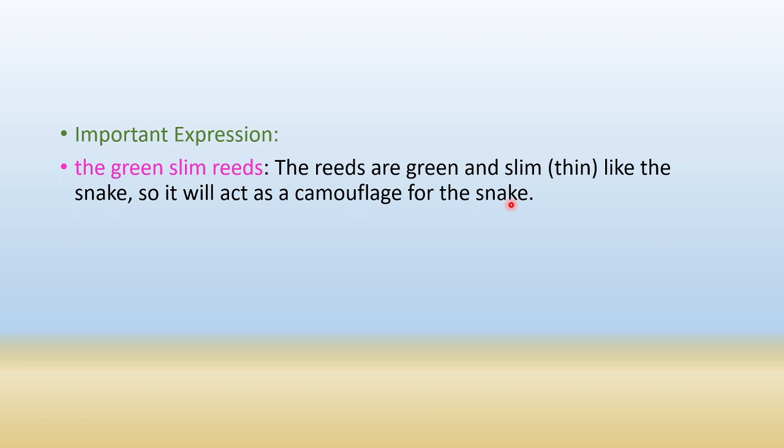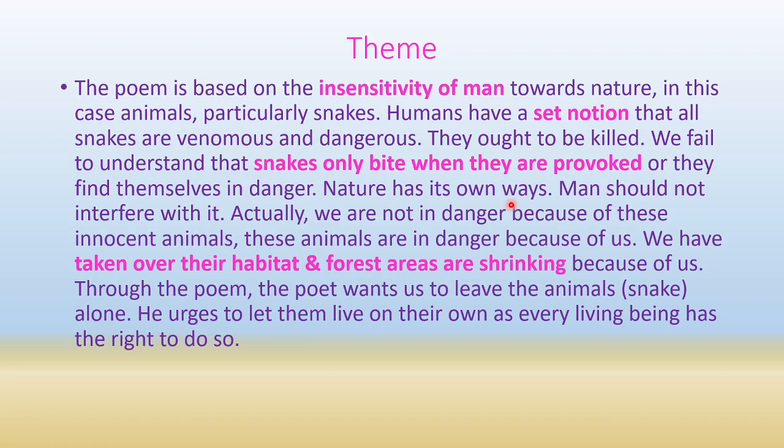Now this is the important thing here, the theme. So the poem is based on the insensitivity of man towards nature, in this case animals, particularly snakes. Insensitivity of man towards nature is one thing, but in this poem the poet is dealing with animals, particularly snakes. So humans have a set notion that all snakes are venomous and dangerous. This is what all humans believe, that snakes are poisonous, they are dangerous and they ought to be killed. We fail to understand that snakes only bite when they are provoked or they find themselves in danger.